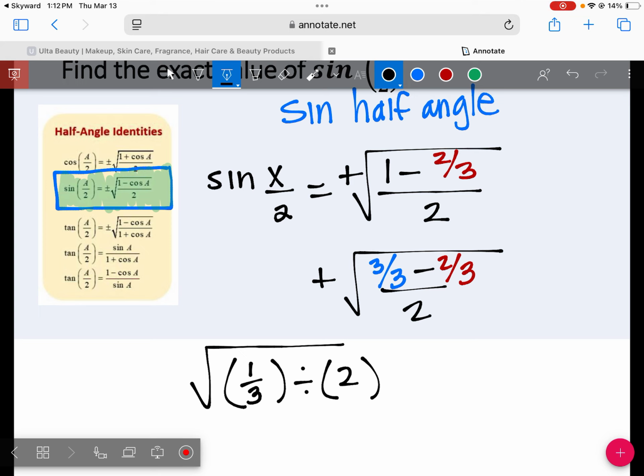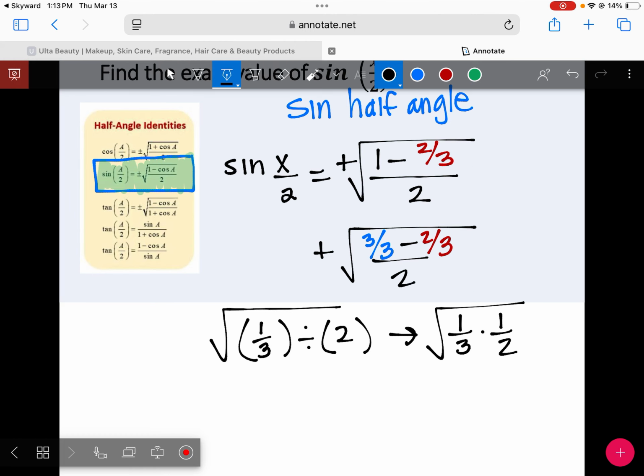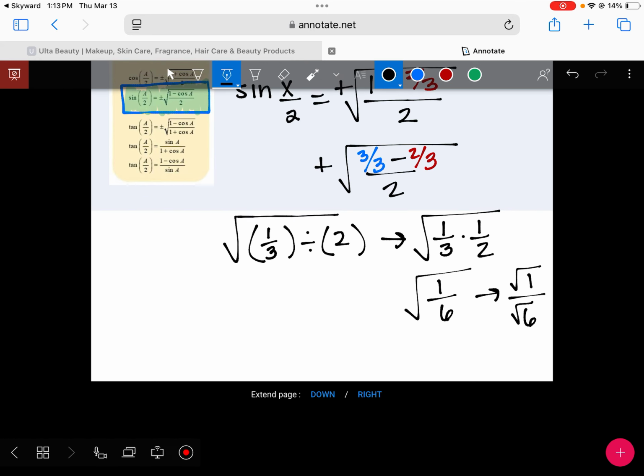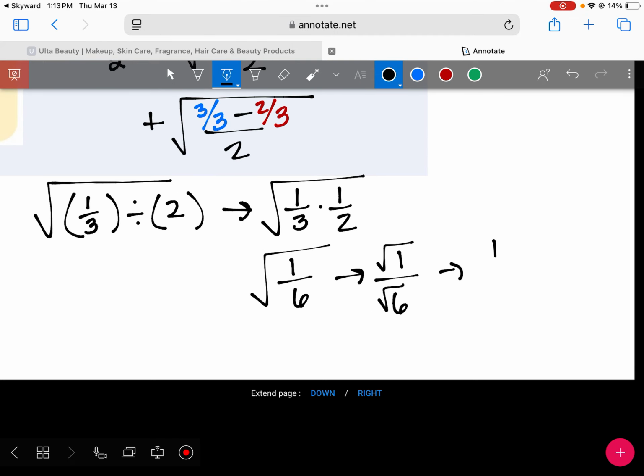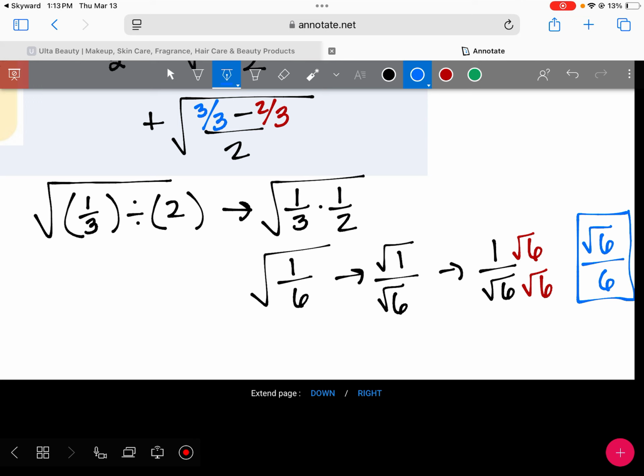We're dividing it by 2, which is 2 over 1. So that'll be 1 over 3 times 1 over 2, which is the square root of 1 over 6. We break that apart and we get square root of 1 over square root of 6, which is just 1 over the square root of 6. We cannot leave that like that, so after we rationalize it, our final answer would be root 6 over 6. And that is all.